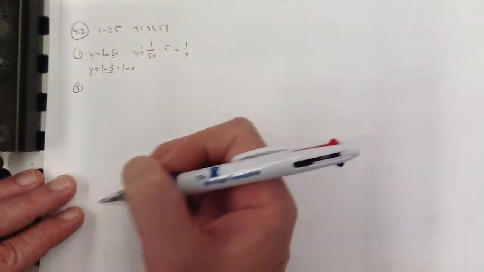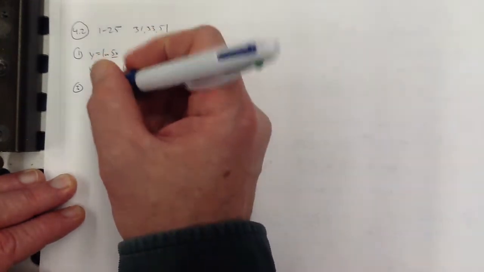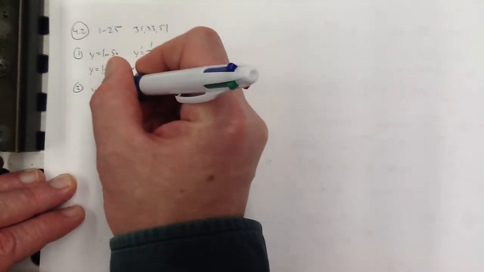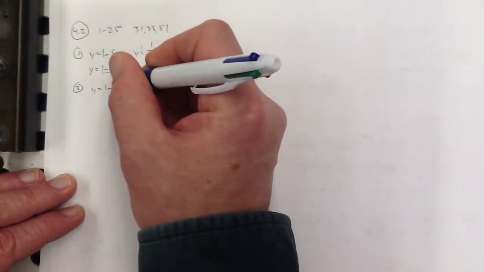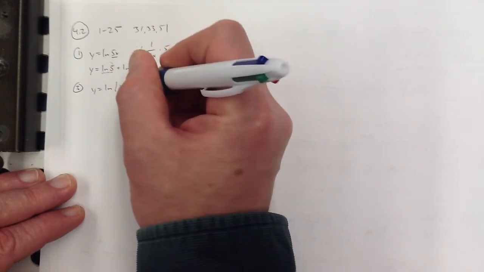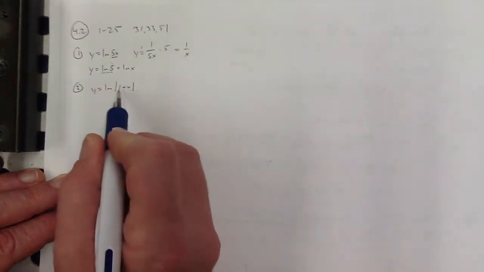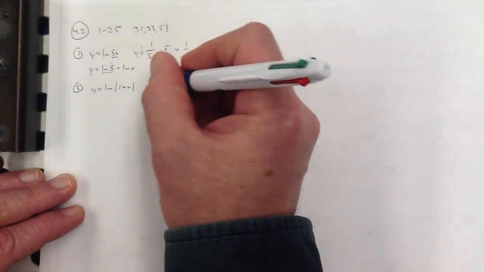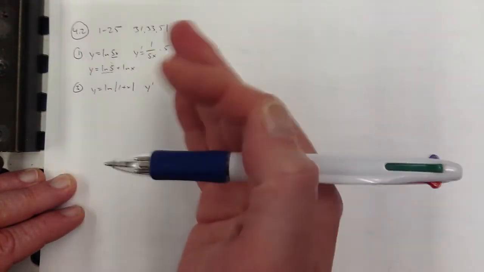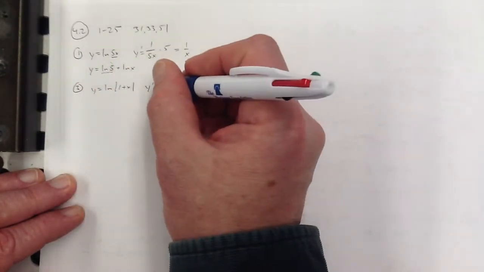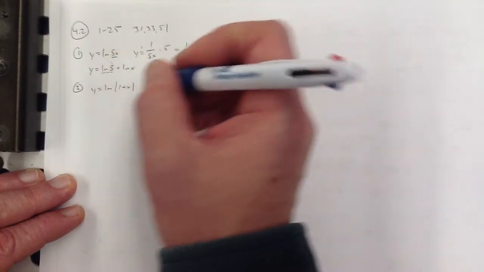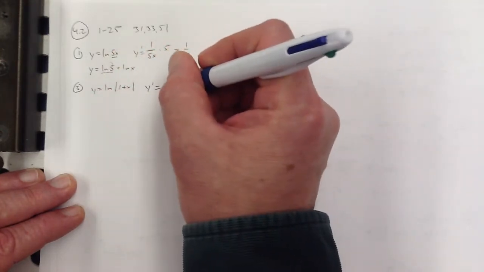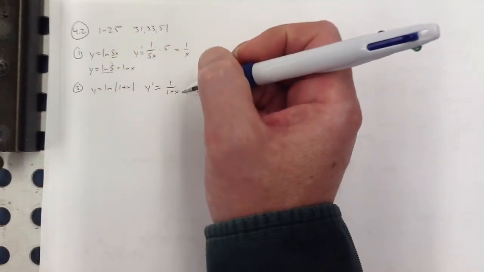Cool. So how about y equals the natural log of the absolute value of 1 plus x. The absolute value signs here are just because of domain compatibility issues. I'll talk about that more some other time. So that's just 1 over 1 plus x times the derivative of what's inside. All good?